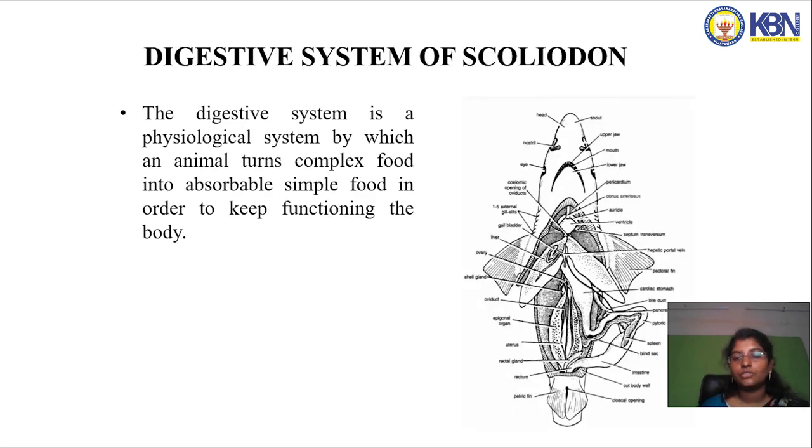Next, this is the digestive system of scoliodon. What is the digestive system here? The digestive system is a physiological system by which an animal turns complex food material into simple absorbable food in order to keep the body functioning. Whatever food we take is completely complex food material. This complex food material is converted into a simple, absorbable food form. So this type of physiological process is called digestion.